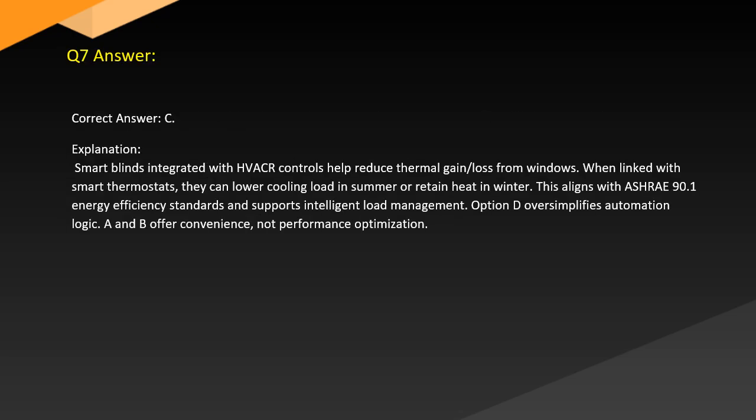Answer. Correct answer: C. Explanation: Smart blinds integrated with HVACR controls help reduce thermal gain and loss from windows. When linked with smart thermostats, they can lower cooling load in summer or retain heat in winter. This aligns with ASHRAE 90.1 energy efficiency standards and supports intelligent load management. Option D oversimplifies automation logic, and A and B offer convenience, not performance optimization.